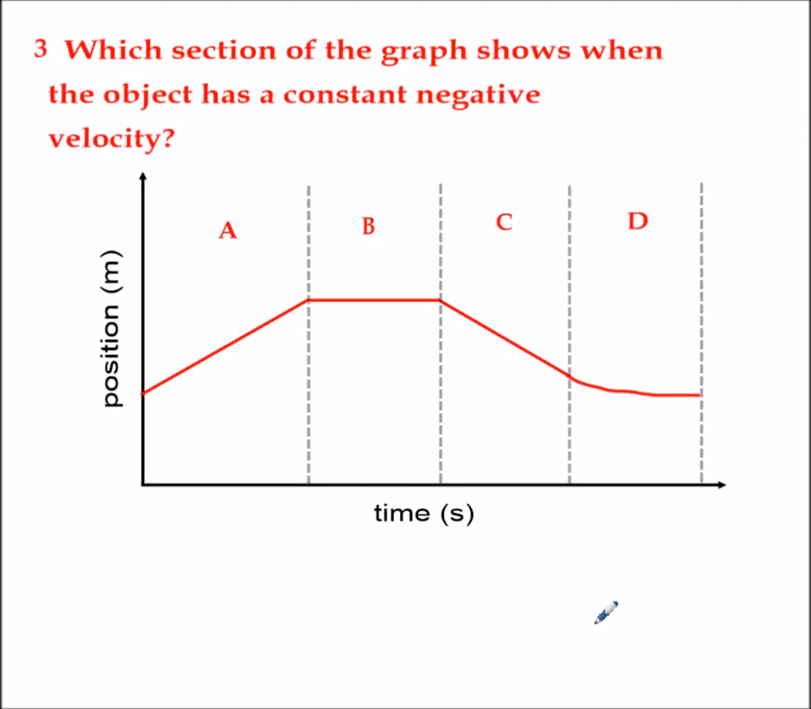Question 3 says, which section of the graph shows when the object has a constant negative velocity? Hit pause on your video and hit play when you're ready to hear the answer. The correct answer here is letter C. In letter C, the object has a constant negative velocity, primarily because the position time graph has a negative slope. A negative slope corresponds to a negative velocity, and the fact that the slope doesn't change means that it's constant.